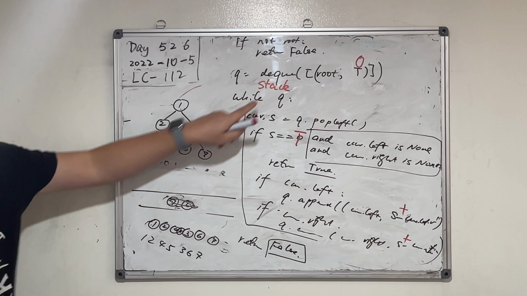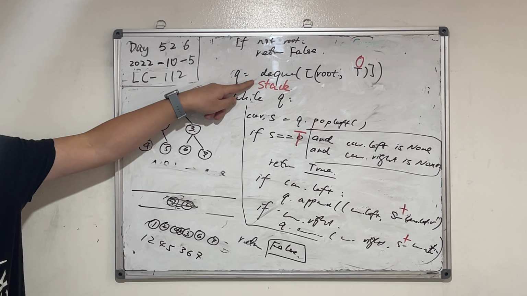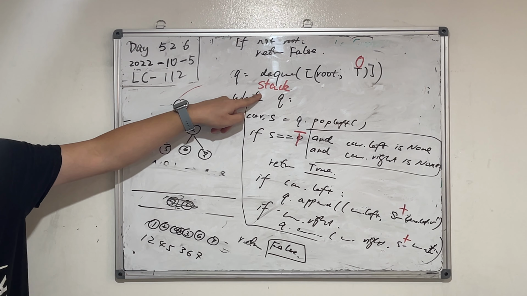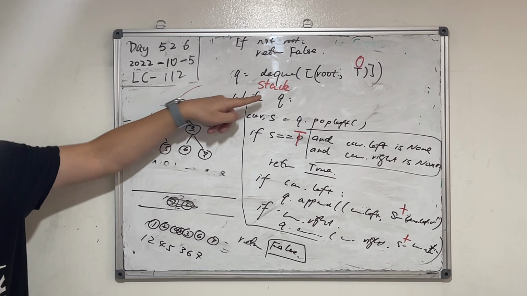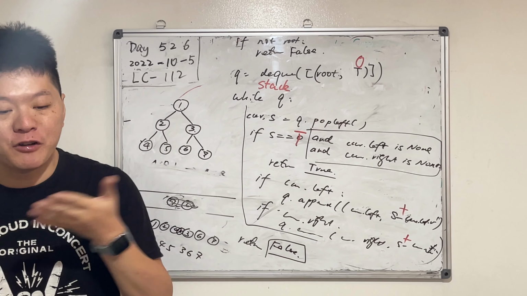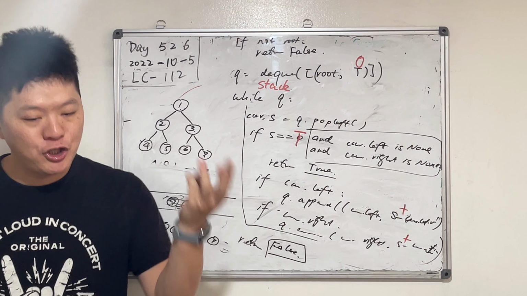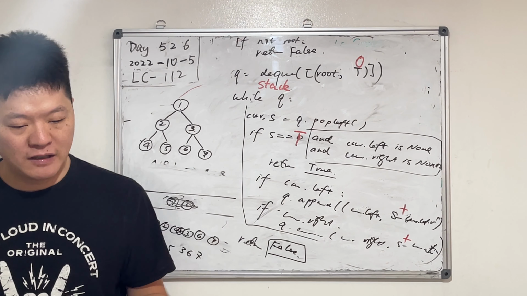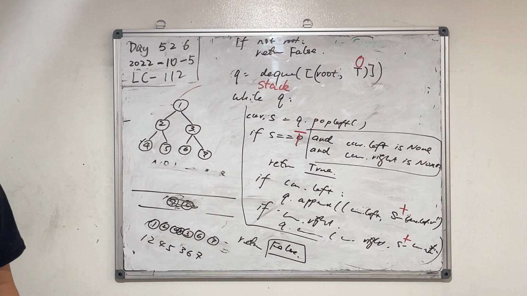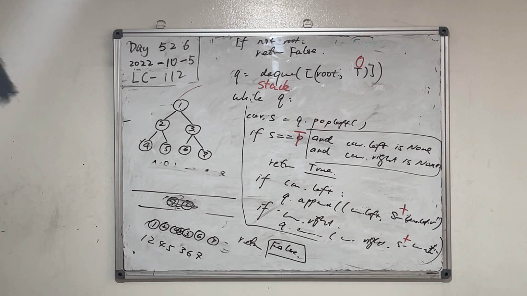So look, magic: if you change the queue to a stack, it becomes a depth-first search. Remember, we talked about depth-first search having lots of different orders: pre-order, in-order, post-order, reverse in-order, reverse pre-order, reverse post-order, right? Make sense? Okay, so that's it.